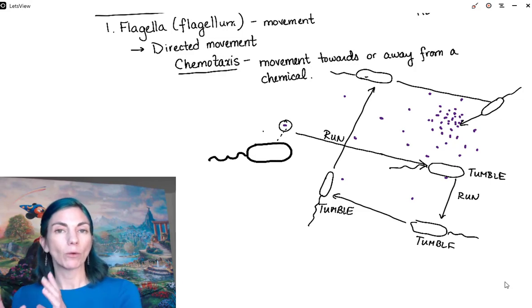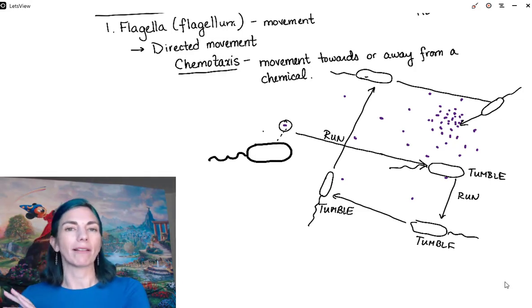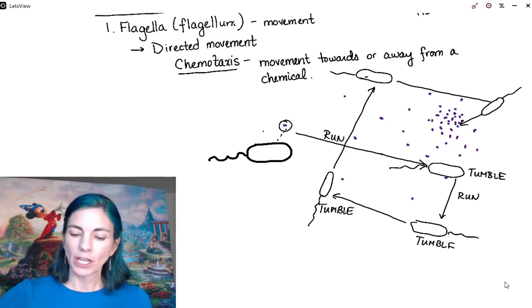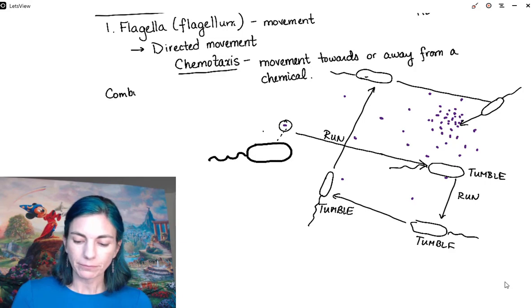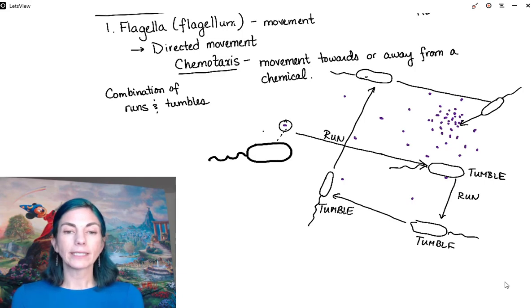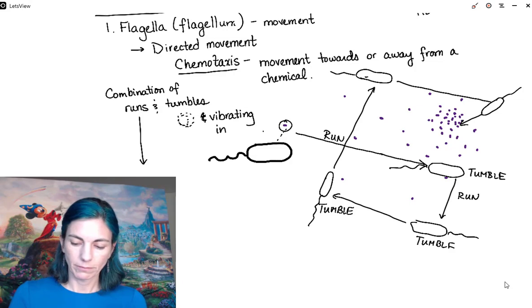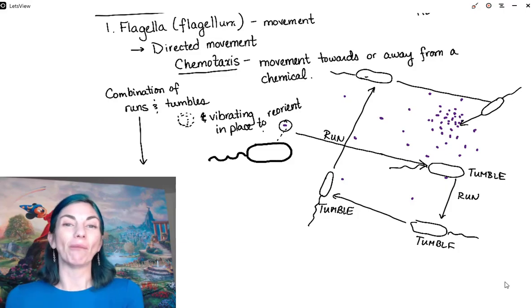If that chemical were a toxin, then you would see something like that away from the toxin rather than towards it. But that same process. So directed movement with flagella is achieved by using a combination of runs and tumbles. And runs tend to be pretty fast and directed, and tumbles are kind of just like rotate around and reposition. Let's go ahead and watch a video about how this happens.